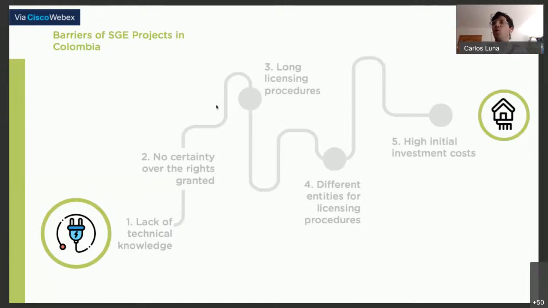And if you are interested in getting tax benefits for renewable energy projects, you need to go to a different entity and you need to initiate another procedure that would also take a long time. So there are really big problems with the licensing procedures. There are different entities for licensing procedures. They are not unified as a one-stop shop system. And finally, if you go to the installation stage of a shallow geothermal energy project, you may encounter the barrier of the high initial investment costs, which is like a deal-breaking point for shallow geothermal energy projects.